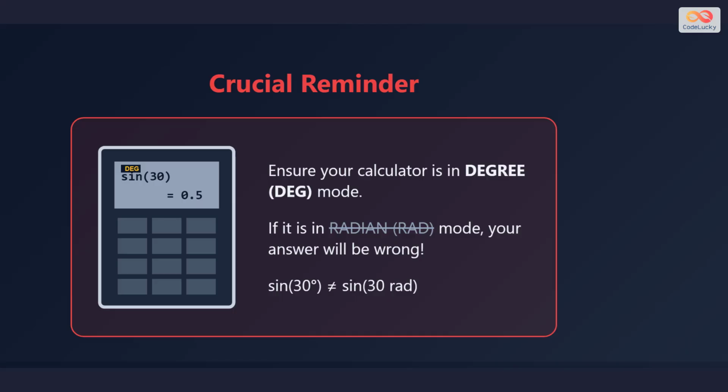Before you calculate, here is a critical tip. Since the angle is given in degrees, you must ensure your calculator is set to degree mode. If your calculator is in radian mode, the sine function will give you a completely different and incorrect value. Always check your screen for the little D or DEG symbol.